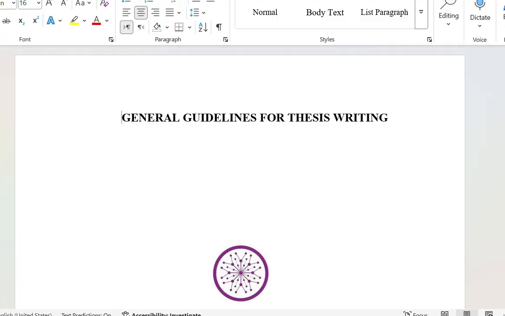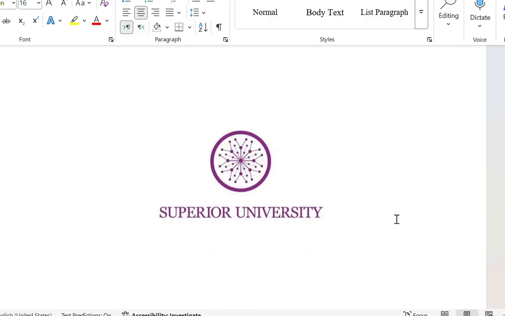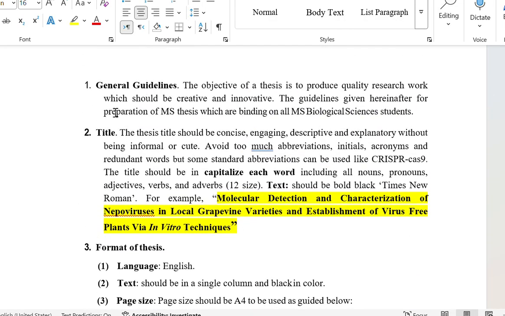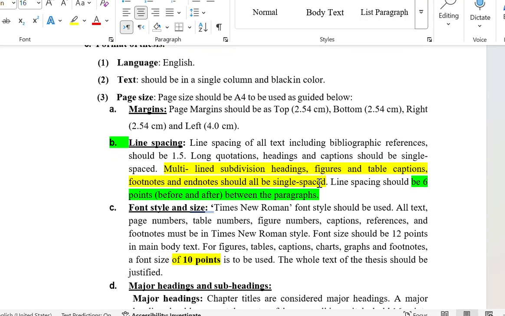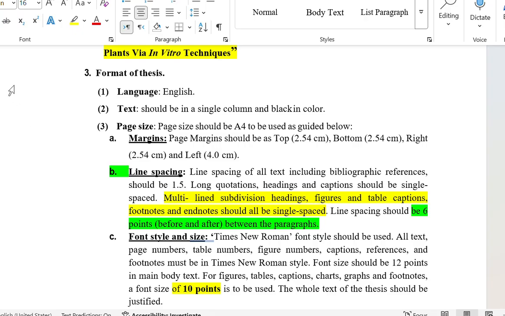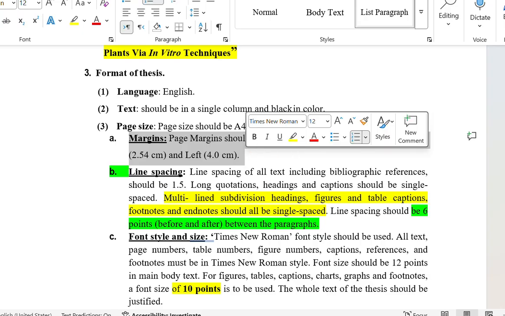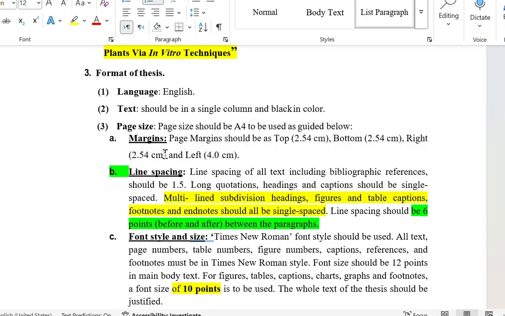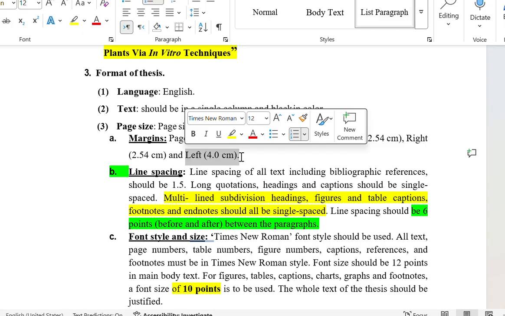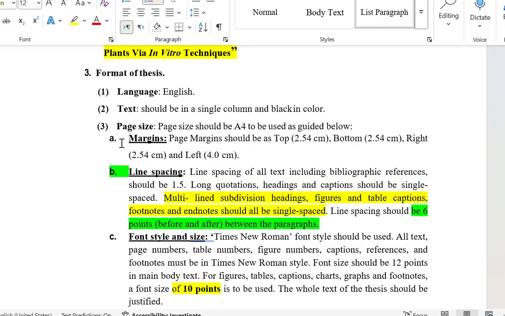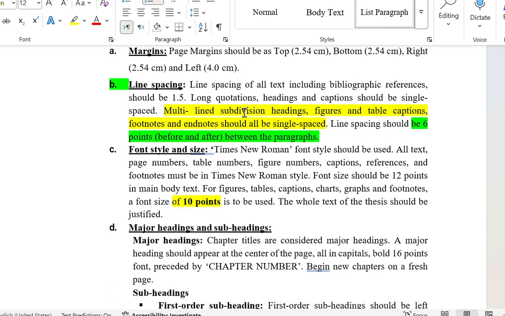Then comes the thesis guideline, which is given by the university. Let's have a quick look at it. Margins: the margin of the thesis from the top, bottom, and right is 2.54 on all these sides. From the left side, you have to leave 4 centimeters because the left side is for the binding. So you must set the page margin before starting the thesis, and then do the rest of the settings. Otherwise, your whole setting will be disturbed.